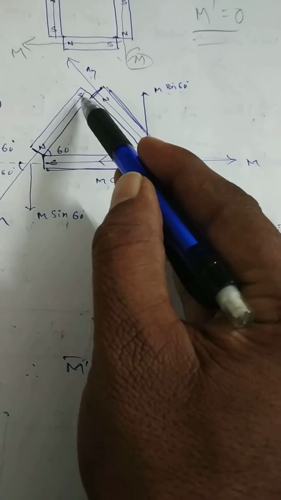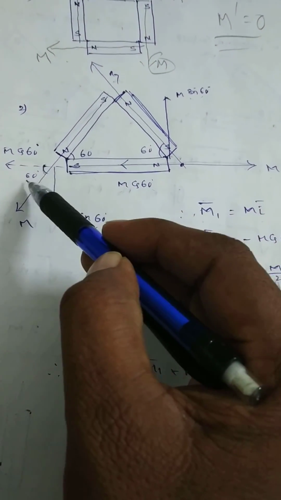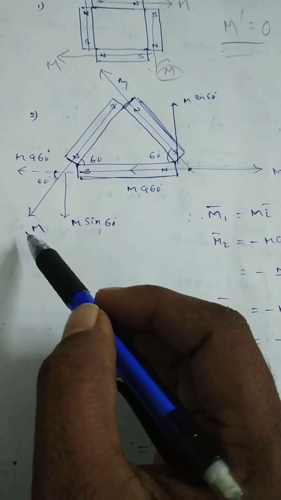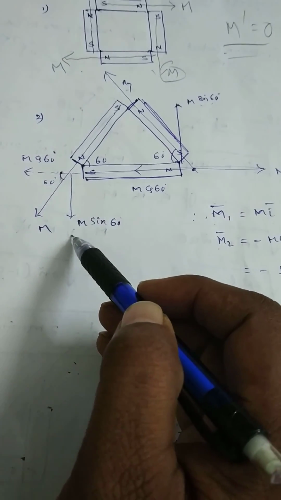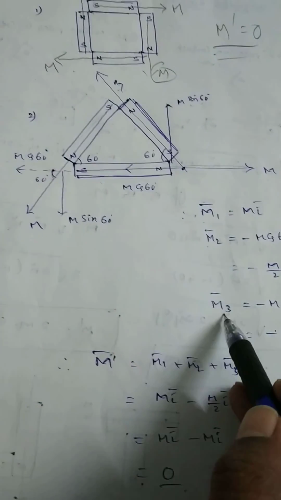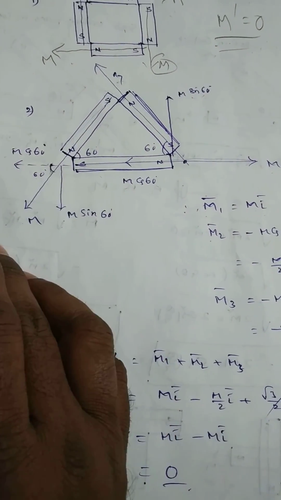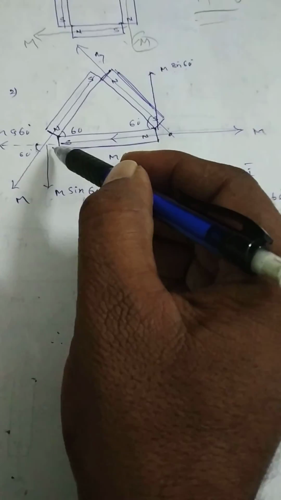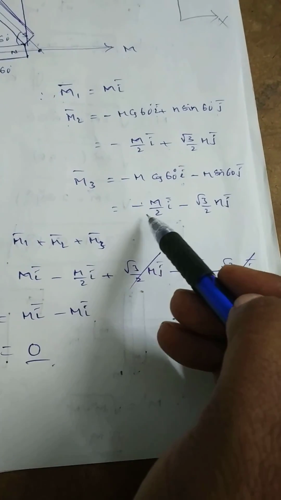The third one is like this, M. It also makes an angle of 60 degrees. Here this is 60, this is also 60 degrees. M will also be resolved into two perpendicular components. This is M cos 60 and M sin 60. So M3 bar is equal to minus M cos 60 i bar, since it is along the negative x-axis, and this is along the negative y-axis, minus M sin 60 j bar, that is minus M by 2 i bar.